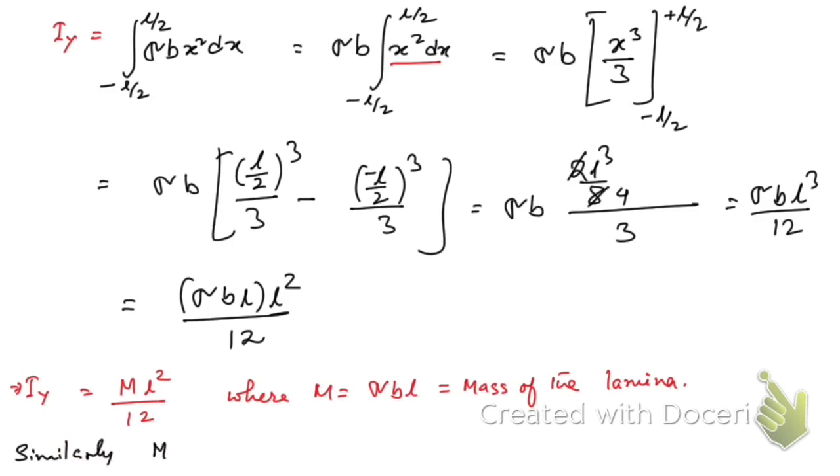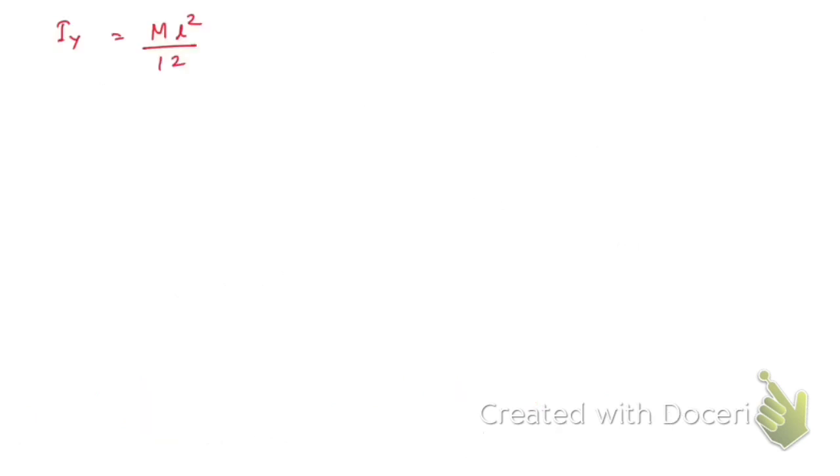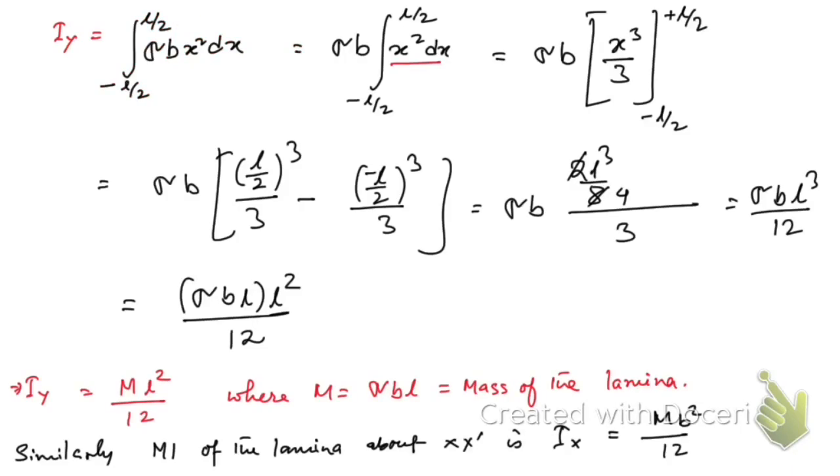Similarly, moment of inertia, let me write MI of the lamina about the x-axis, that means x dash, Ix is equal to M B square by 12. That's what we're going to have. So now let me copy these two results, Iy and Ix. So here is Iy, and let me copy the Ix also.